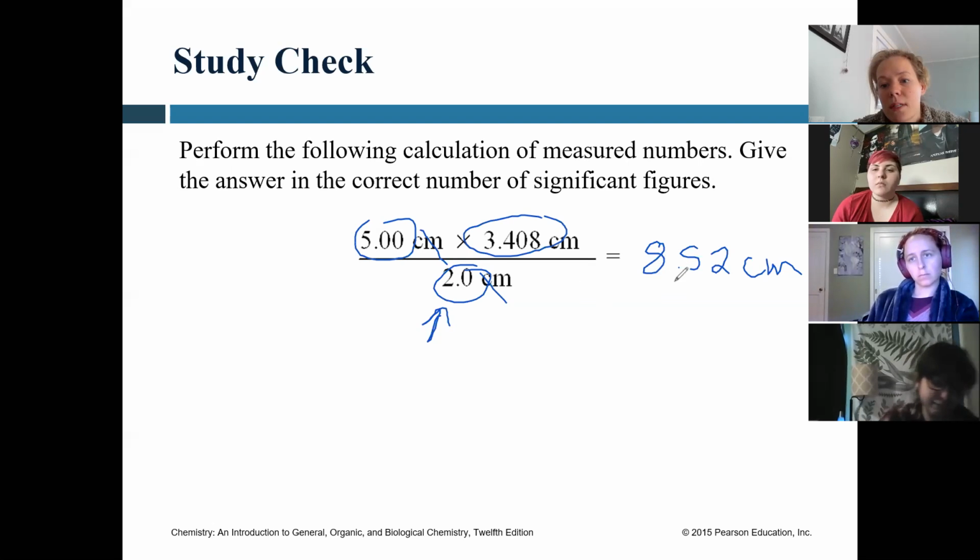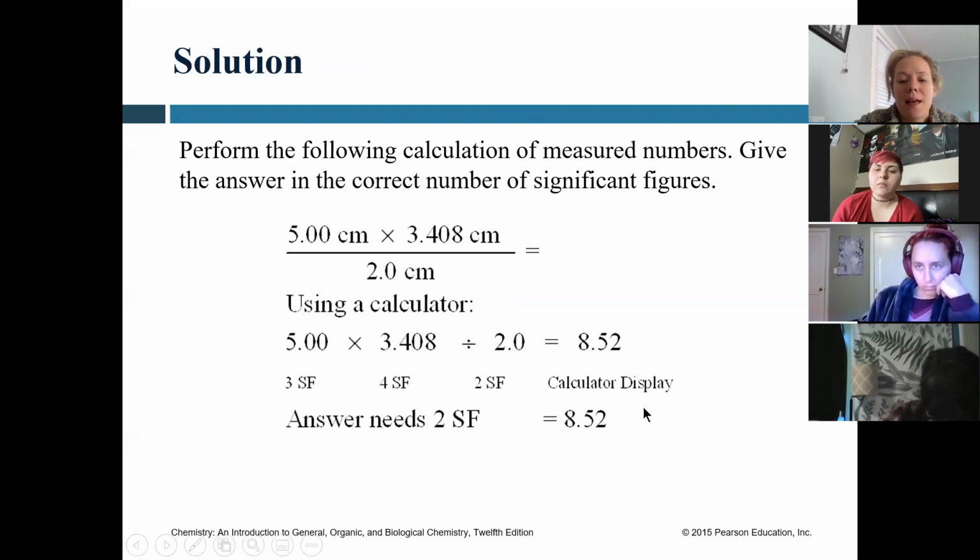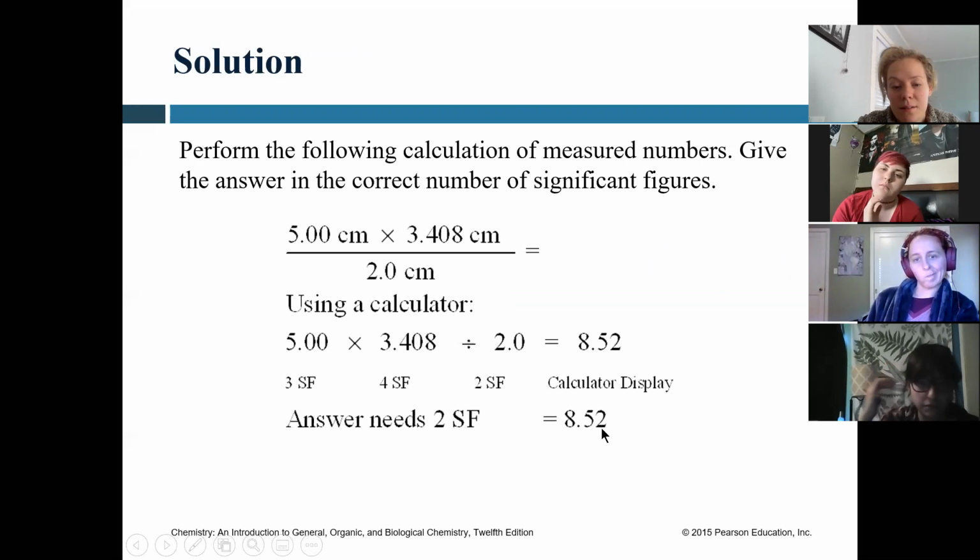So I can only use the 8 and the 5. The 2 tells the 5 to stay. So we get 8.5 centimeters, 2 sig figs. The slide, I don't know why it gives you 3 sig figs. Sometimes these slides are more work than they're worth. So that 2 should not be there. All right, 2 sig figs.